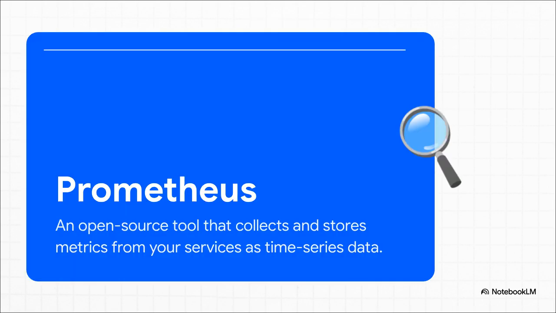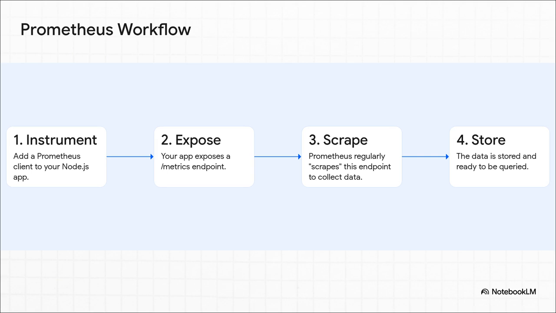This is exactly the problem that Prometheus was built to solve. Prometheus is this amazing open source tool, and its entire job is to reach into all of your application instances, collect vital signs, metrics, and store them as time series data. That way you can see not just how things are now, but how they've been changing over time. And the way it works is surprisingly simple. First, you instrument your app, which is a fancy way of saying you add a small library to your code.